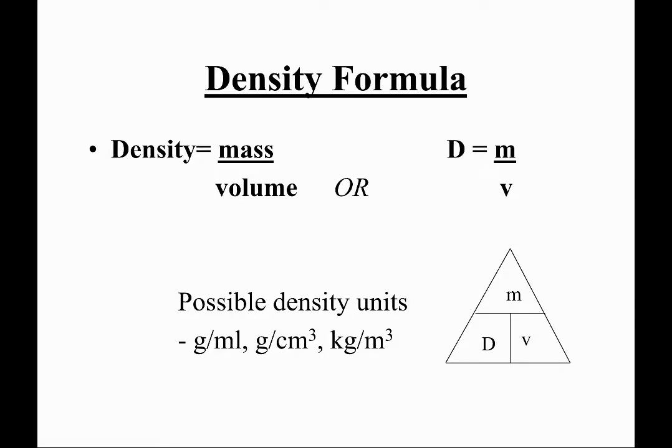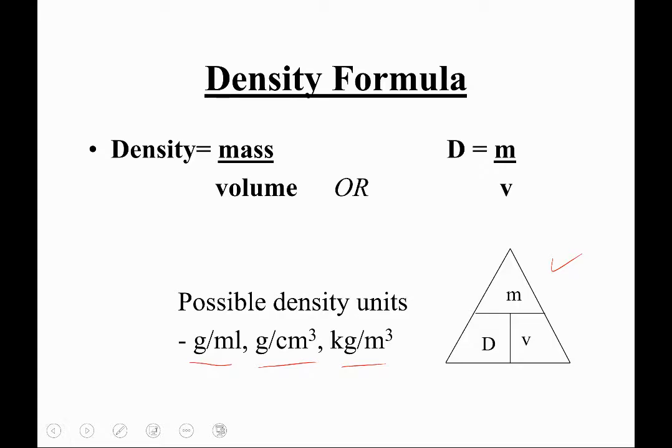It came up in the last section that we went over, but we never really used it for anything. Possible density units can be grams per milliliter, grams per centimeter cubed, or grams per cubic meter. If you're into the whole triangle thing, then this is what you use here.